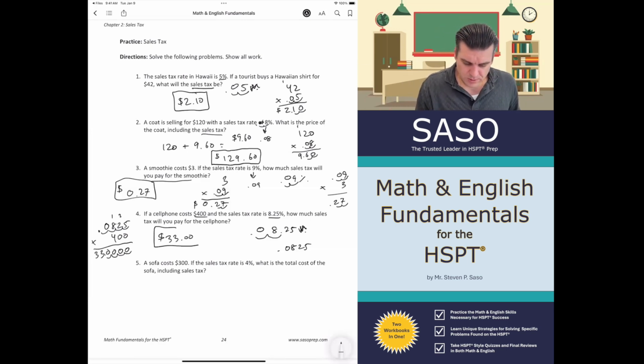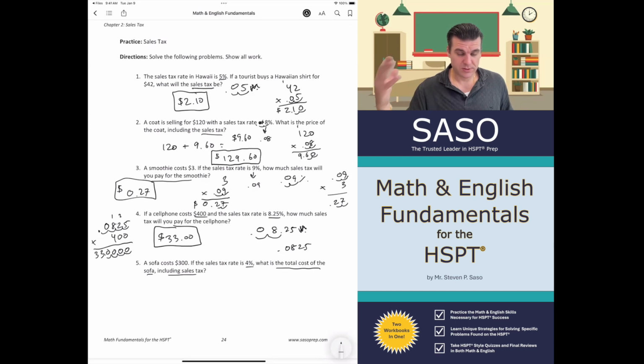All right. And if we kind of think about it, that makes logical sense. 10% of 400 would be 40, right? So we're a little bit less than that, 8.25%. So that checks out logically as well. All right, last one here, number 5. A sofa costs $300. If the sales tax rate is 4%, what is the total cost of the sofa, including tax? So here again, we're looking at the total cost, right? We go into the store, we buy this $300 sofa, we end up paying a little bit more than $300 because of the sales tax.